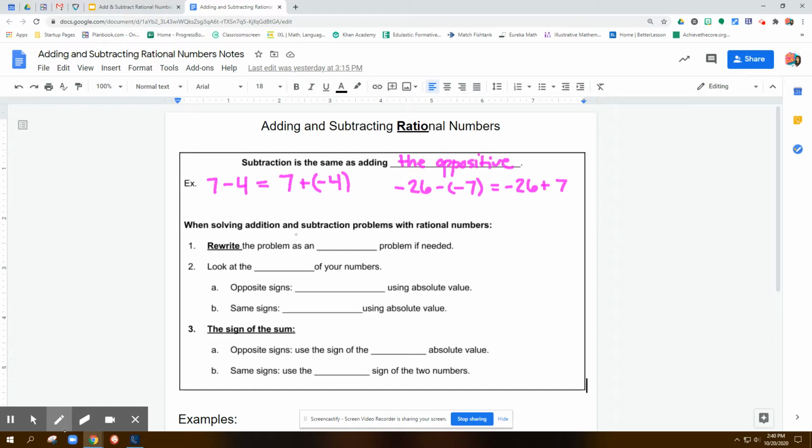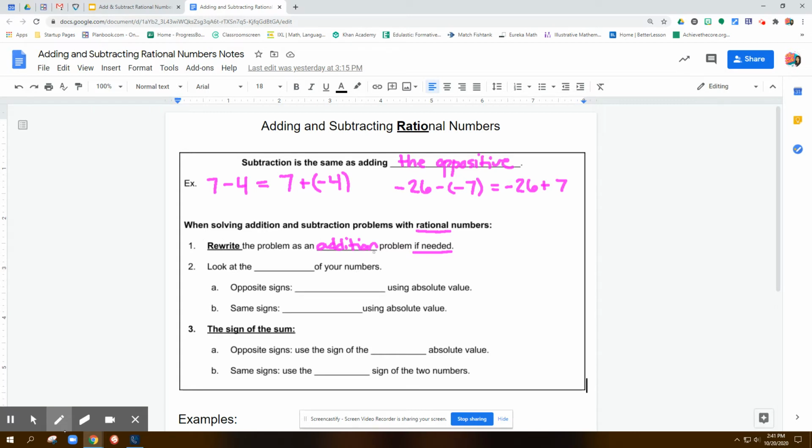Now, when we are solving addition and subtraction problems with rational numbers, these steps below really help us work through the problems. The first thing to note is that we want to rewrite the problem as an addition problem if needed. If it's already an addition problem, you don't need to rewrite it. But if it's a subtraction problem, we want to rewrite it as an addition problem so we can use the rules that we know about positive and negative numbers with addition. That is nothing new. That is something we've been doing with integers.